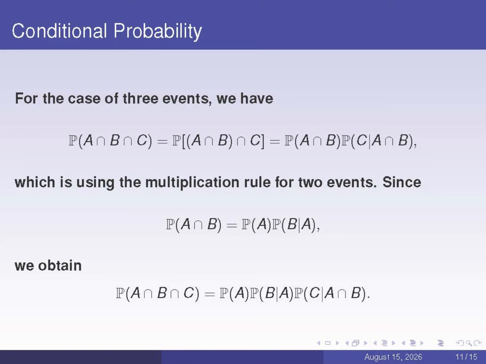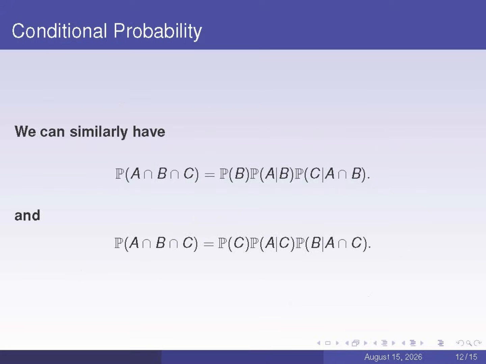Intuitively, this means that the probability of events A, B, and C occurring together equals the probability of event A occurring first, times the conditional probability of event B occurring given A, times the conditional probability of event C occurring given that both A and B have occurred. We can also express this in different forms.